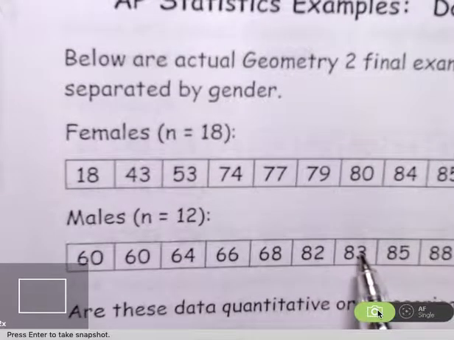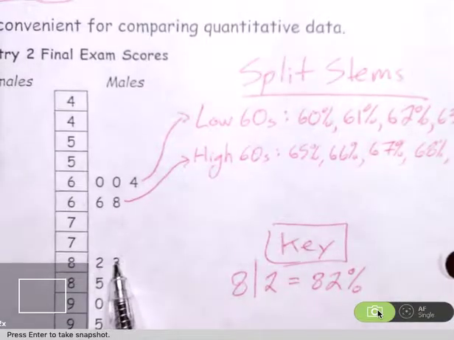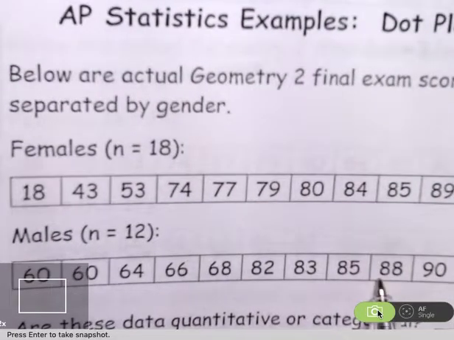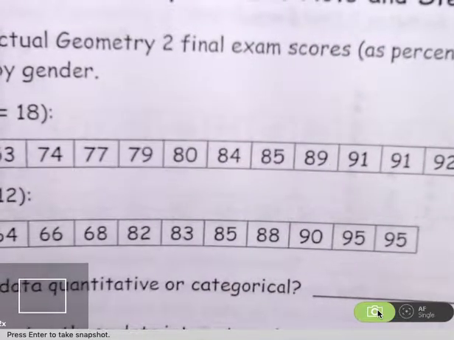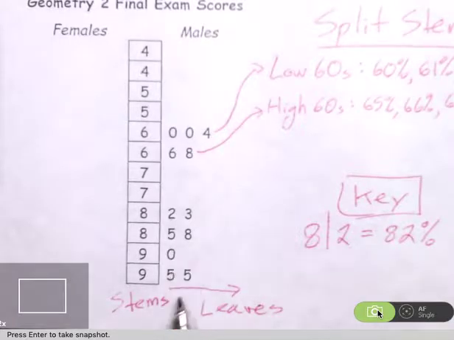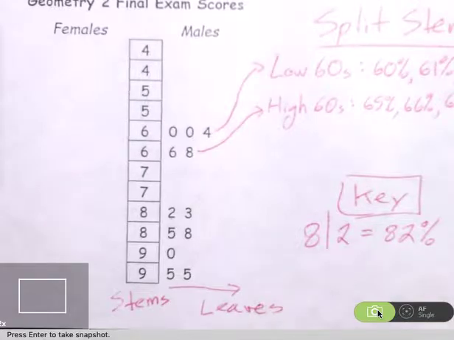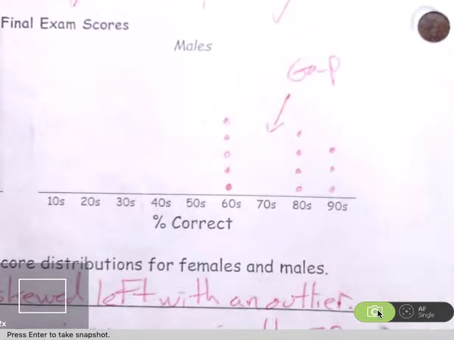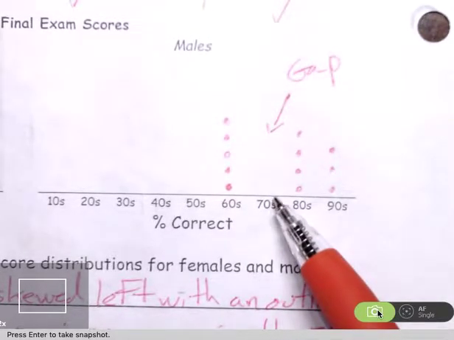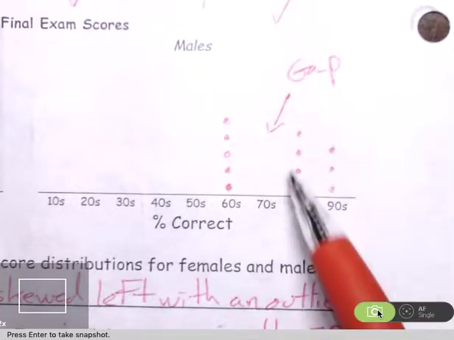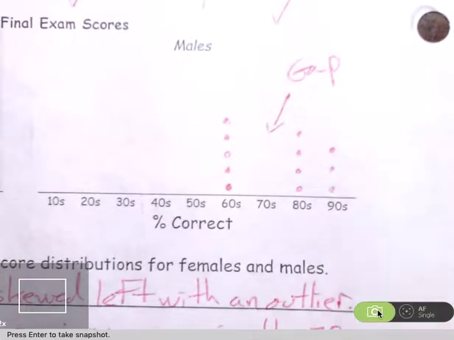The 82 and the 83, that explains these leaves here. Here's 85 and 88%. There they are in the data set. And then the last 3 scores are 90, 95, and 95. So here's the 90, and then 95 is actually in the upper 90s, so those 2 5s go right here. Here is the dot plot of the same data. In the dot plot, one of the things we mentioned was the most important thing to notice is the gap in the 70s that separates the group of students that earned scores in the 60s versus the group of students that essentially were the A's and the B's on the final exam.